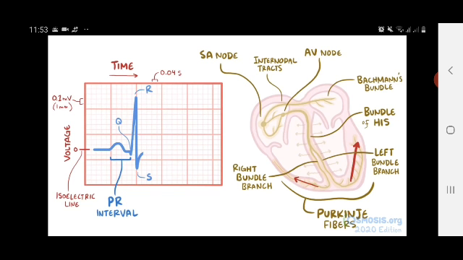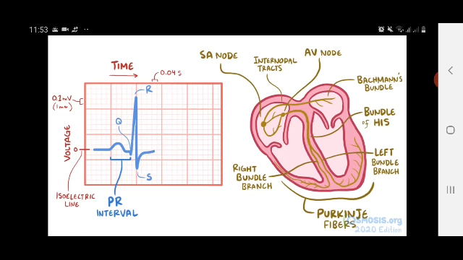After tissue depolarizes, there's a brief period of time where there's no change in electrical activity. So the ECG goes back to the isoelectric line. The exact point at which it hits that line is called the J point. And for a brief time, there's no net change in electrical activity. And this is the ST segment.